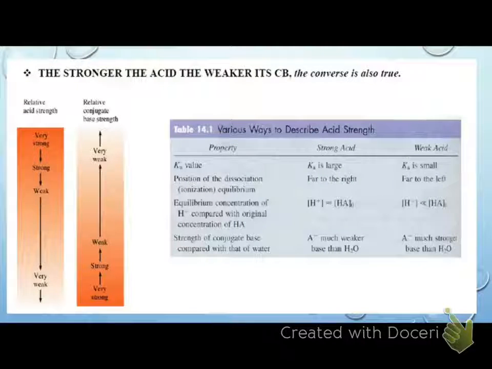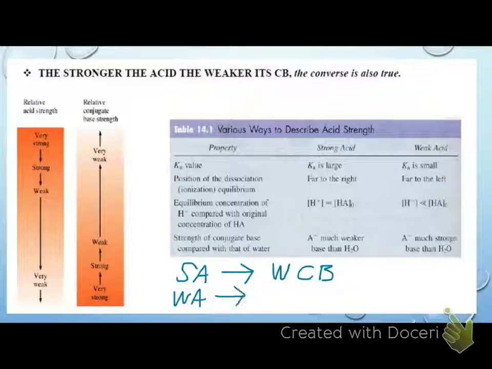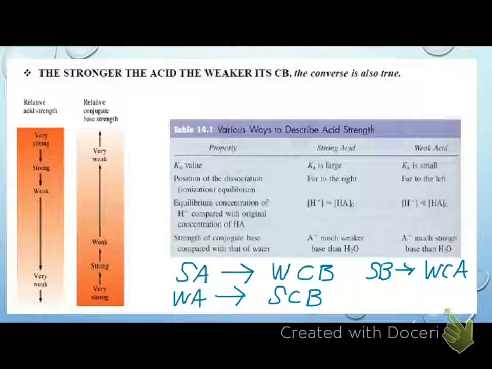So here is the key: the stronger the acid, the weaker the conjugate base, and vice versa. This is going to be an important concept, okay? So you might even want to jot this down. A strong acid is going to give you a weak conjugate base. A weak acid will give you a strong conjugate base, and vice versa. A strong base is going to give you a weak conjugate acid, and a weak base is going to give you a strong conjugate acid.